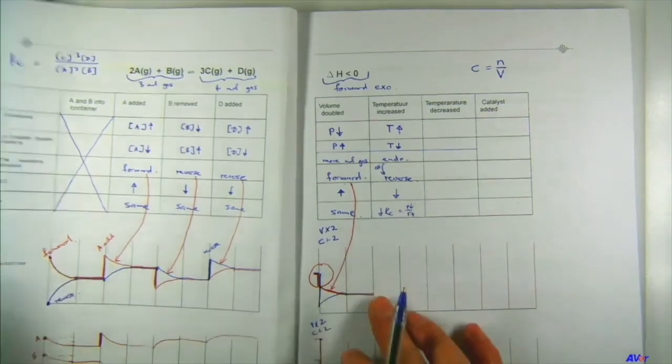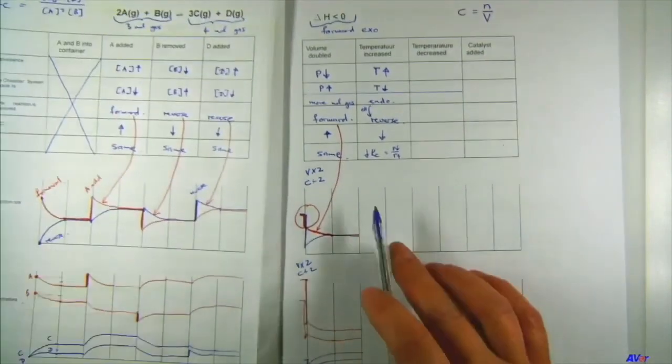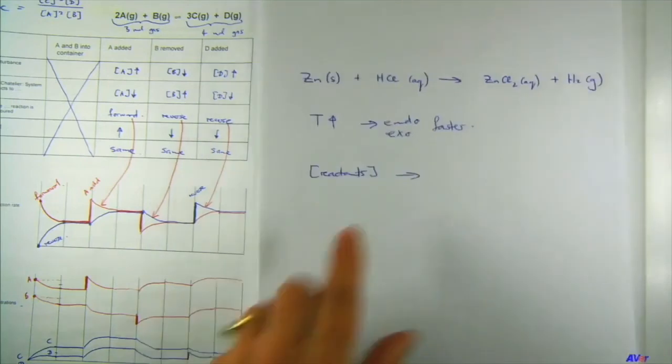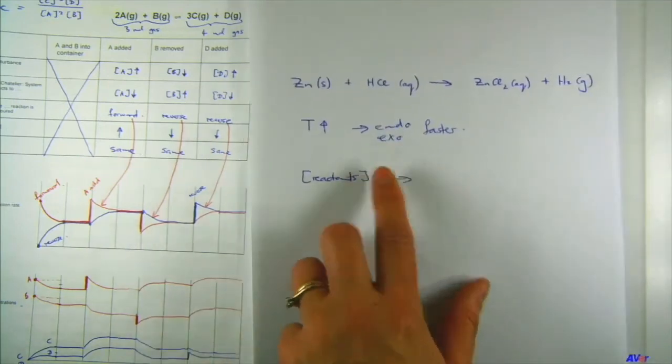Right, now we want to draw the graphs. Let's start with the top one. If the temperature increases, is the rate of the reaction higher or lower? The endo or the exothermic one? Aha. What did we say right at the start? Do you remember right at the start?